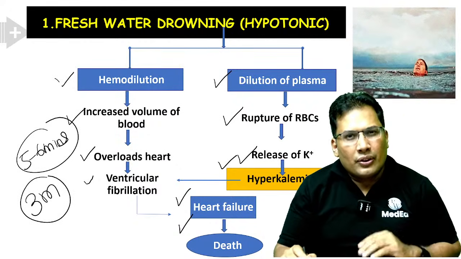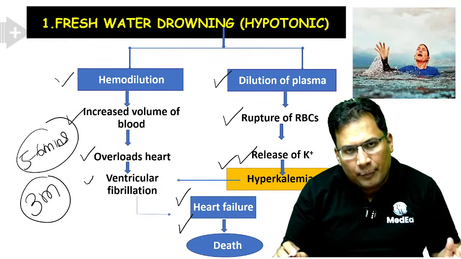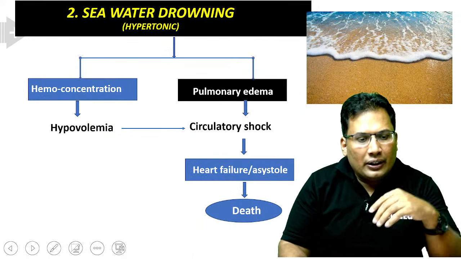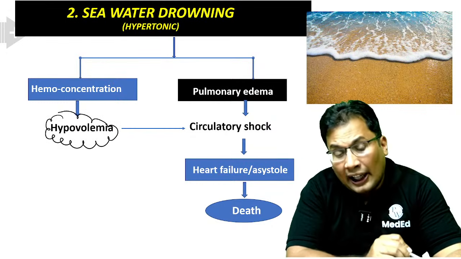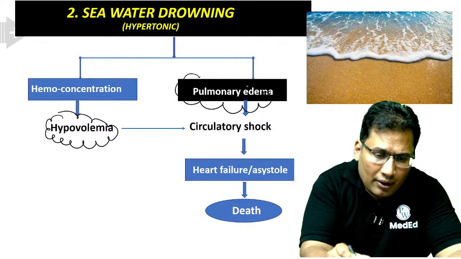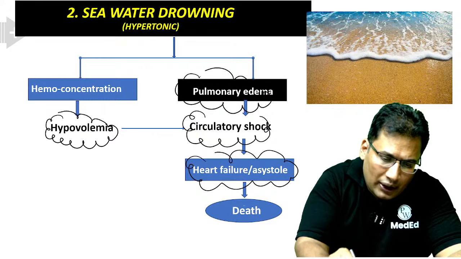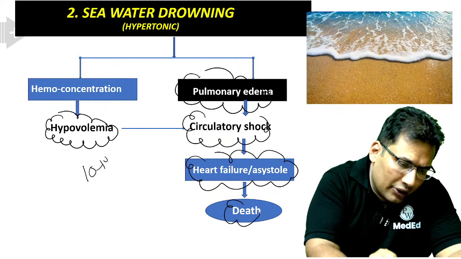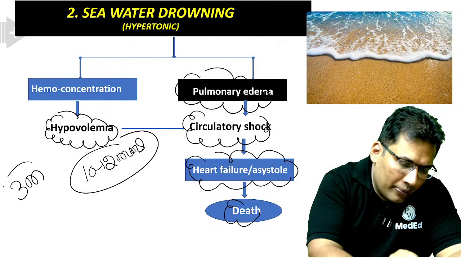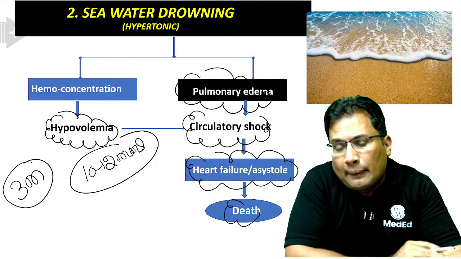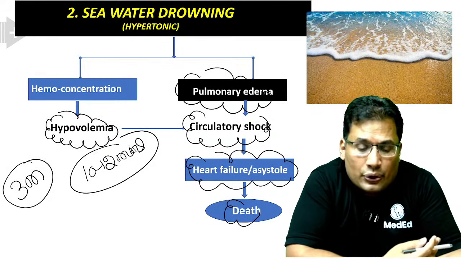No need to write anything. I'm going to share these notes after the class. Just go through the notes. Then, seawater drowning: hemoconcentration. Hemoconcentration causes hypovolemia. At the same time, it causes pulmonary edema, circulatory shock, heart failure, asystole, and death. Death occurs in 10 to 12 minutes. Again, a 3 marks question. What is the pathophysiology of seawater drowning? Your answer must be pulmonary edema, hemoconcentration, circulatory shock, heart failure, asystole, death.